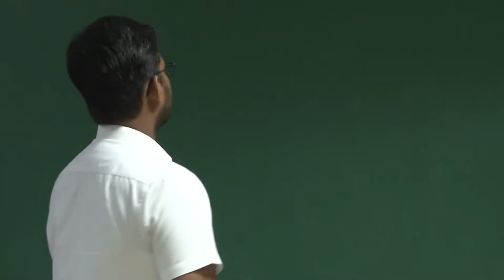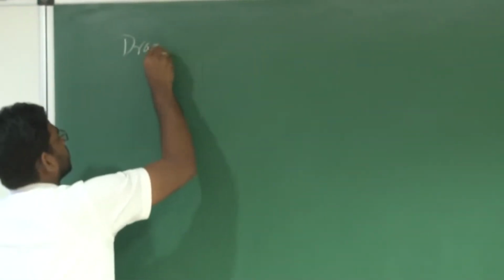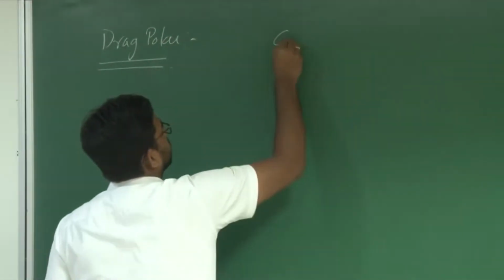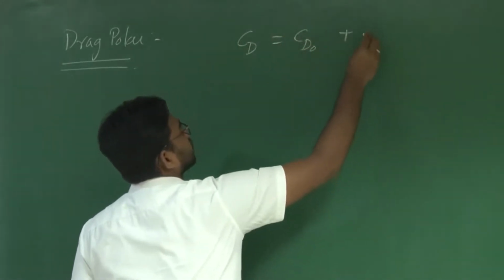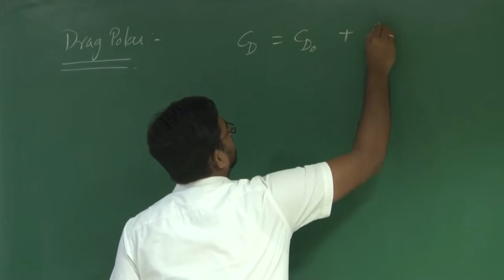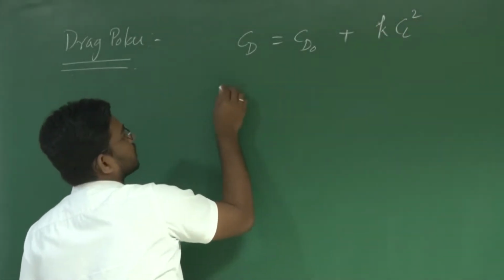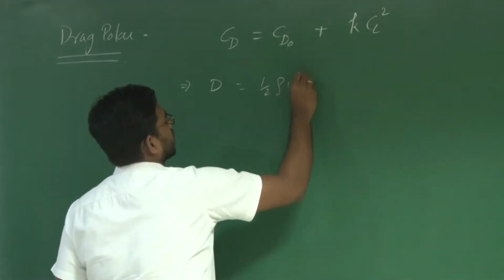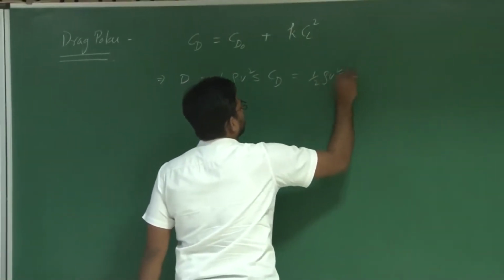Good morning friends, welcome back. In our previous lecture we were talking about drag polar, which is expressed as a summation of profile drag and induced drag. So the total drag is half rho V square S into CD, which is half rho V square S into (CD naught plus K CL square).